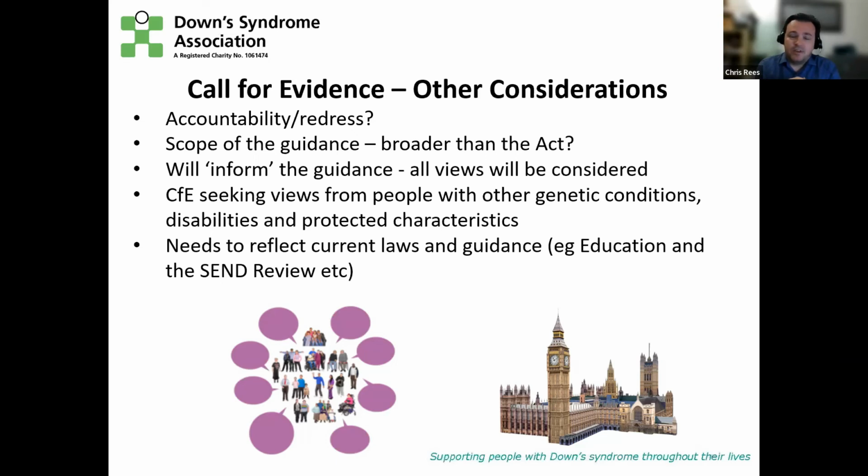We've spoken about engaging with other groups, and we'll certainly, at the DSA, be looking to reach out to some of the other networks and organizations of other disabilities and other genetic conditions. And the last point I've made already.